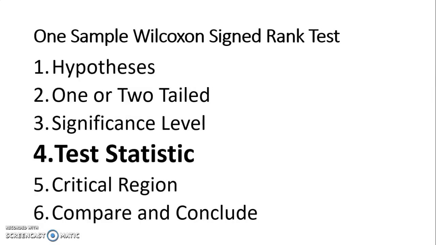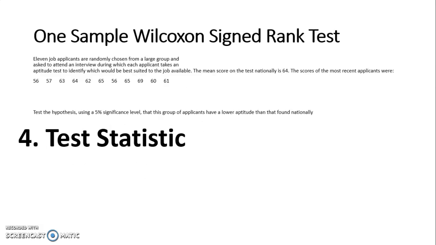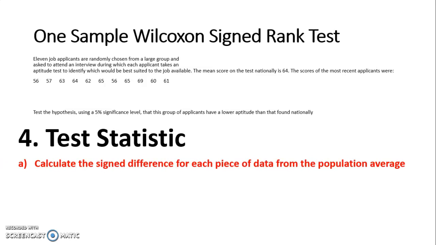So question 4 is calculating the test statistic. When we're calculating our test statistic, we need to follow the 4 steps. The first one is to calculate the signed difference for each piece of data from the population average. If you're using this video as a revision guide, you might want to pause the video now and see if you can remember how to find the signed differences.